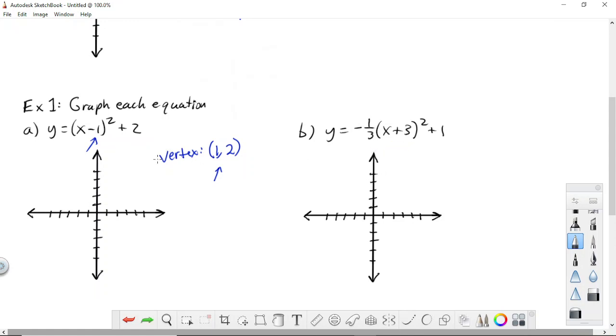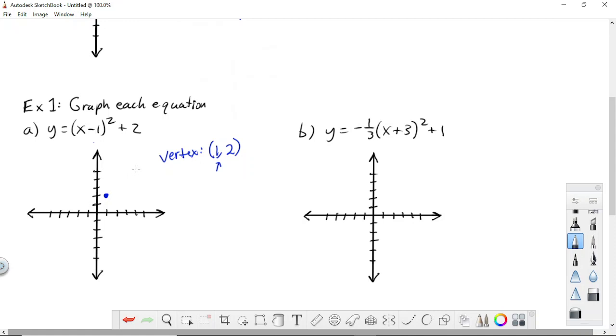Okay, so we've got a vertex. 1 is subtracted, so the X coordinate is 1. 2 is added on the outside, so the Y coordinate is 2. So we'll plot that vertex right here.